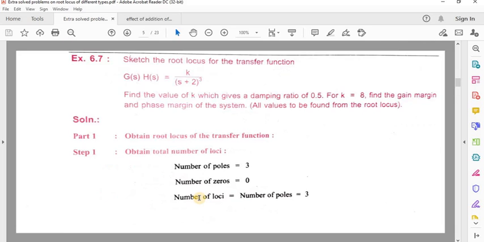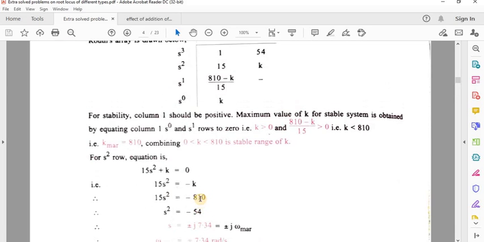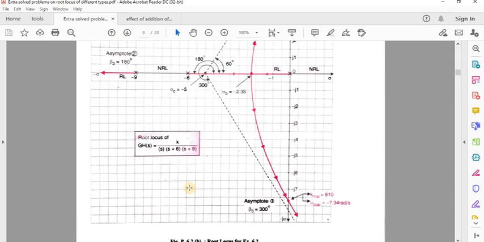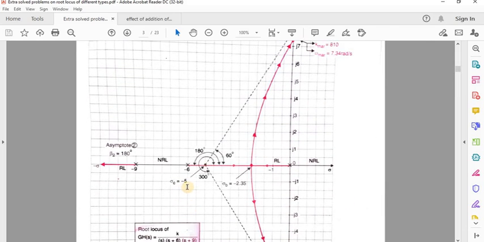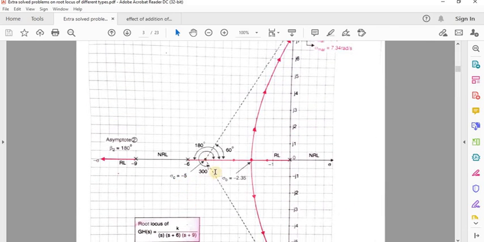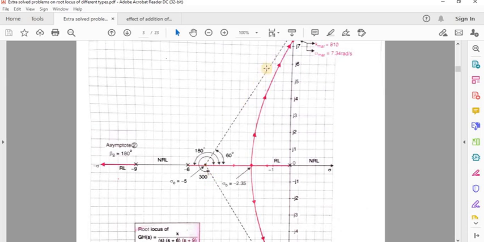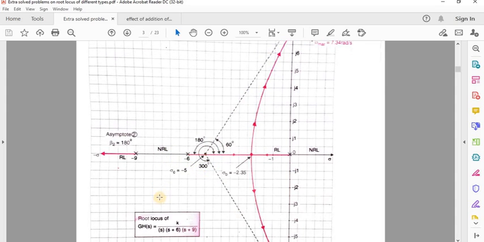So the root locus has been drawn here. You can see these are the asymptotes. First one is 60 degree, second one 300 degree, third one is 180 degree. The asymptotes have been drawn from the centroid, which is at -5. The breakaway point is at -2.35, which lies on the real axis.